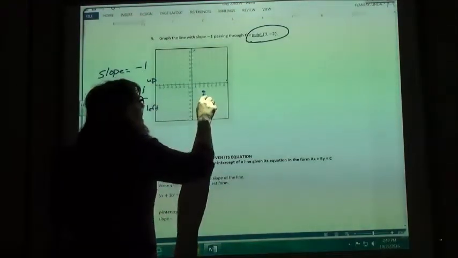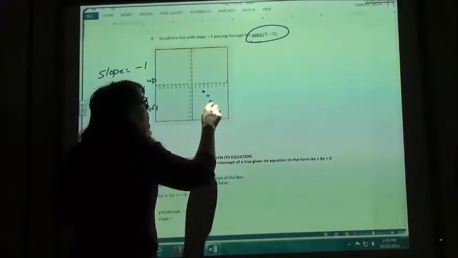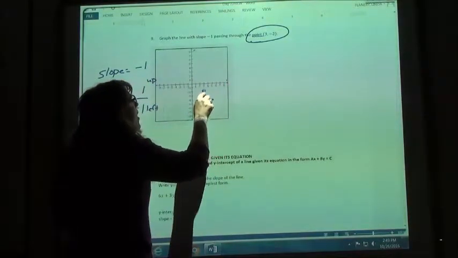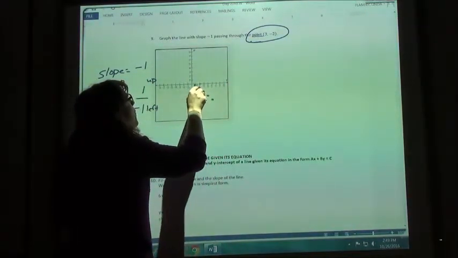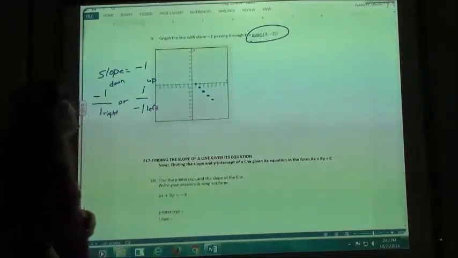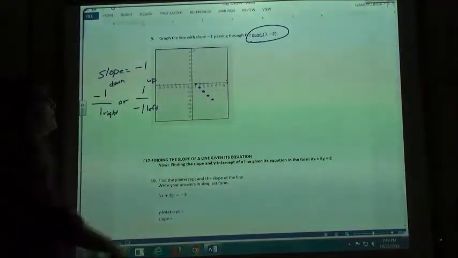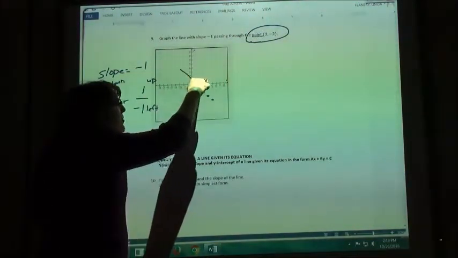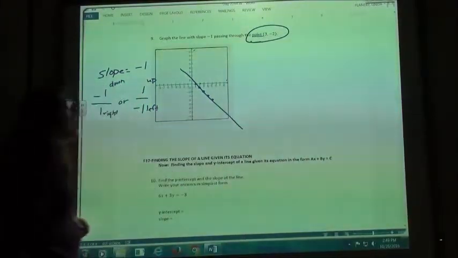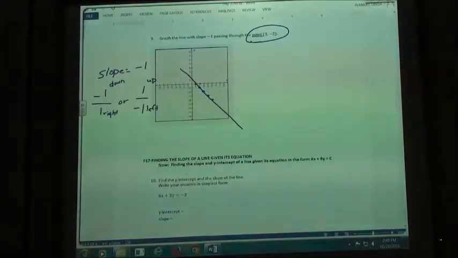So down 1 and to the right 1, down 1 and to the right 1, or up 1 and to the left 1, up 1 and to the left 1. My slope is negative, so as I connect those dots, I should be going downhill as I go from left to right, and sure enough I am.